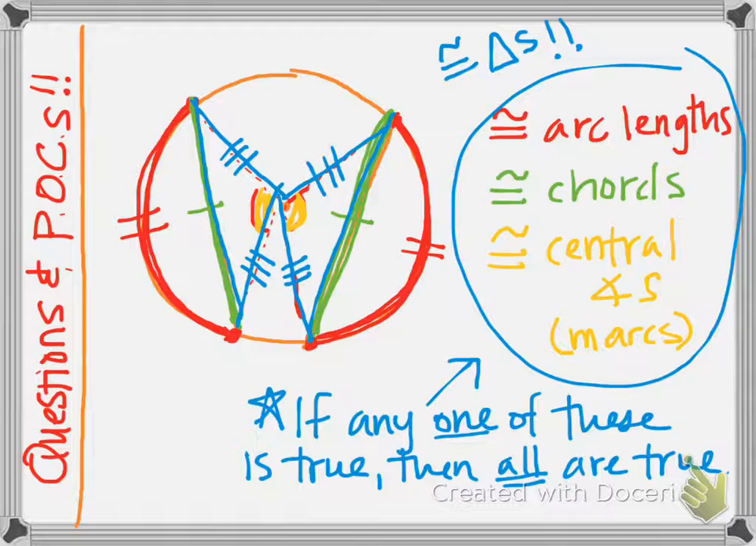Remember also what you can do is you can always draw a segment from the center to the midpoint of the chords, and those are going to create right angles, which are going to create right triangles. And the two right triangles that it creates, those are also going to be congruent. So all of this is some good stuff to remember.